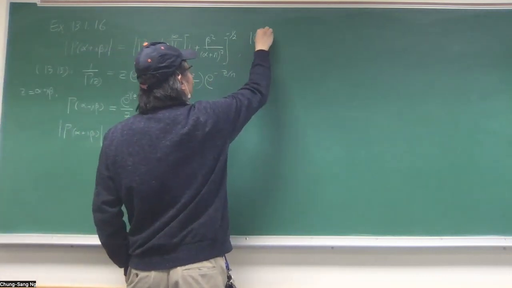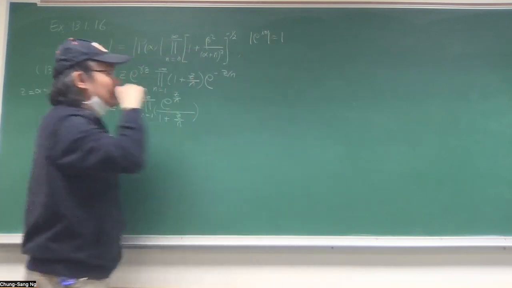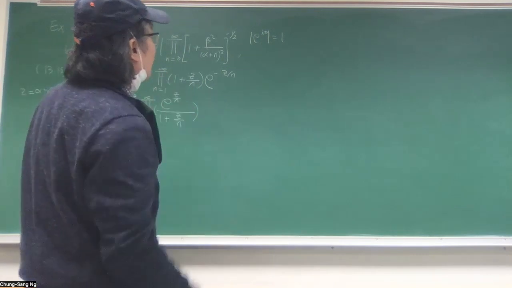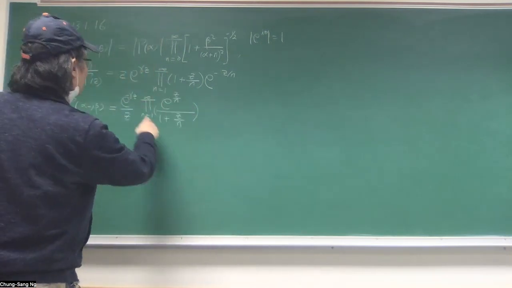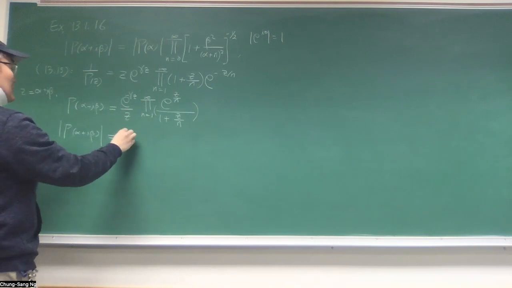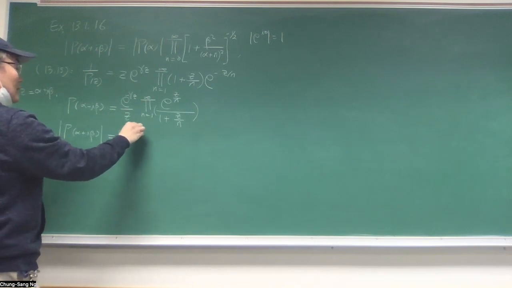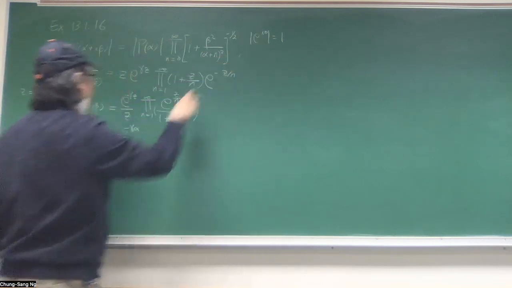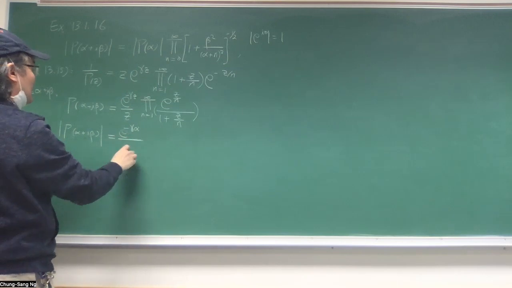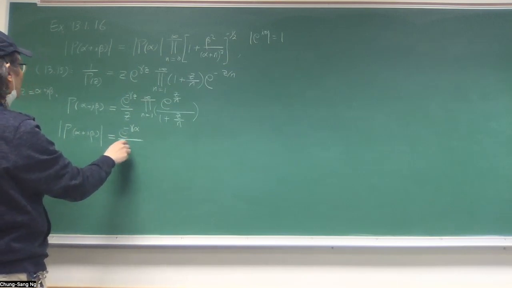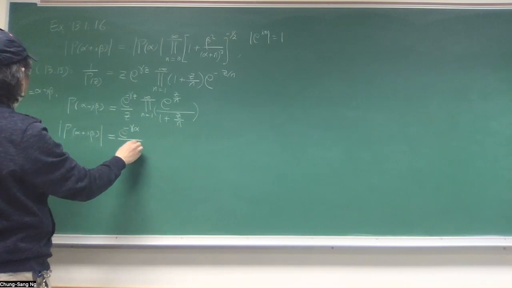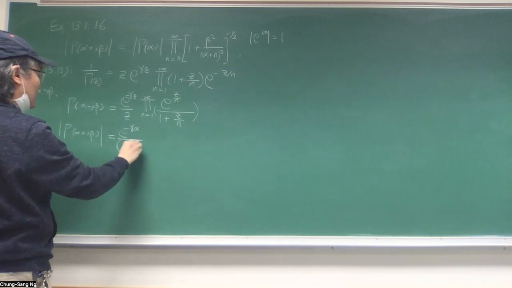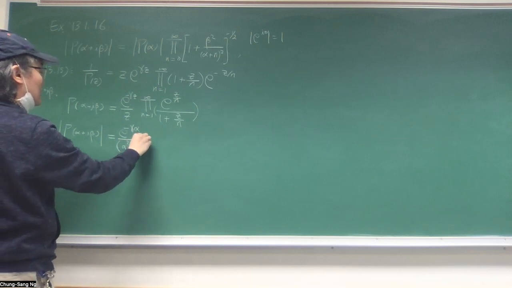I hope you know the e to the i something has absolute value one, right? So if beta is real, what you pick up is e to the minus alpha, gamma alpha. The beta one is like this one, so you get rid of that. And this is the absolute value of z, which you can write out explicitly if you like: alpha squared plus beta squared.